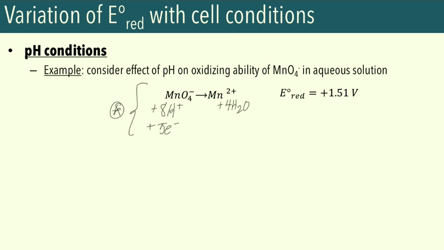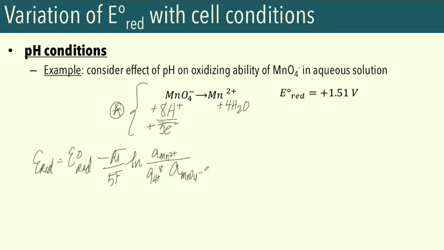dependent on pH. That means the Nernst equation for the reduction potential of our system is given as follows. We have the standard reduction potential minus RT over 5F, so 5 moles of electrons per mole of reaction as written, times Ln of the activity of our manganese 2 ions, over the activity of our H plus ions raised to 8, times the activity of our permanganate.